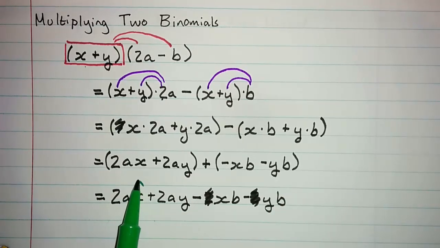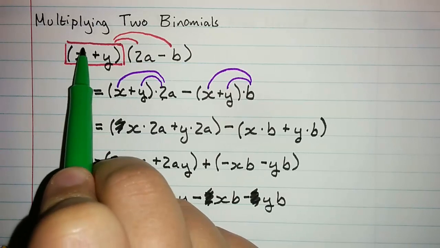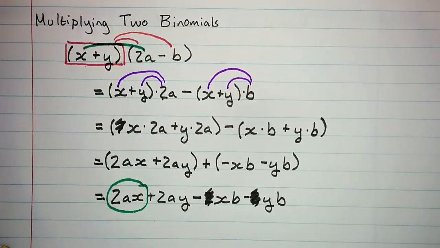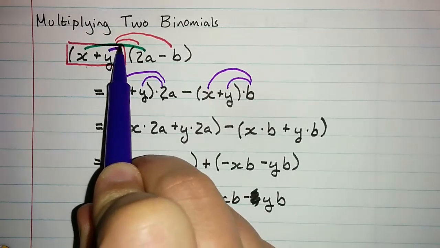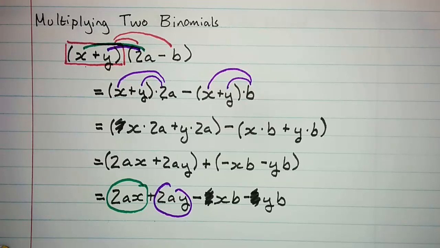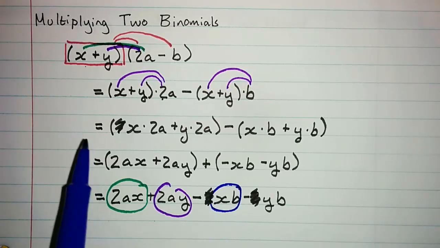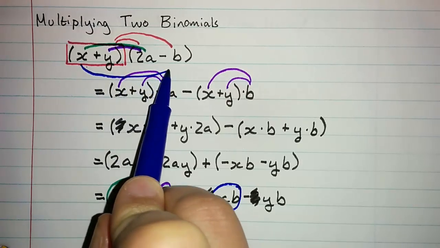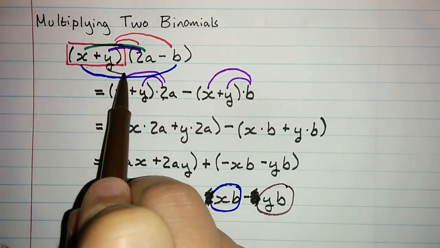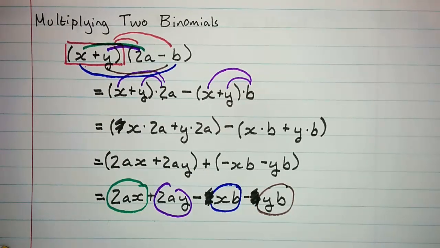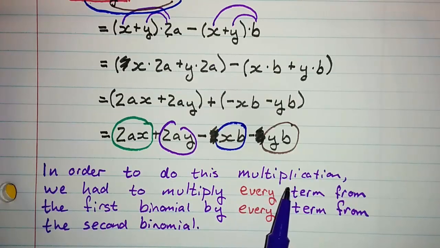What are these? Well, 2ax was 2a times x. 2ay, that's 2a times y. Negative xb, that's x times negative b. Negative yb, that's y times negative b. What did we need to do here? In order to do this multiplication, we had to multiply every term from the first binomial by every term from the second binomial.